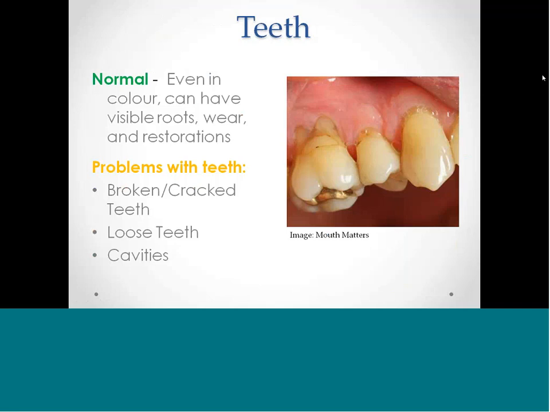Teeth. When teeth appear normal, they are even in color and have visible roots, wear, and restoration. Common problems with teeth include broken teeth, loose teeth, and cavities. The image provided is an example of what normal teeth might look like.